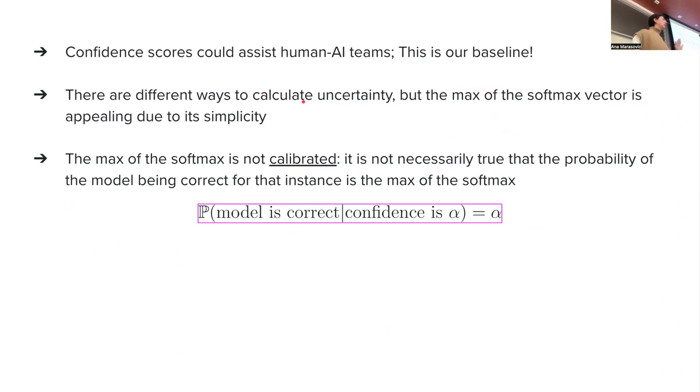We talked about many different ways we can calculate uncertainty, but one appealing approach is to take the max of the softmax vector. So this is the score associated with the predicted label. And we want to use this because it's very simple, very intuitive. Although it's not a probability, it has this nice notion. And the issue with doing that is that the max of the softmax vector is not calibrated. We introduced this term, which means that it's not necessarily true that the probability of the model being correct for that instance is the max of the softmax.